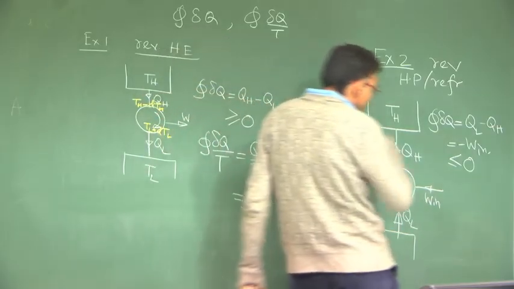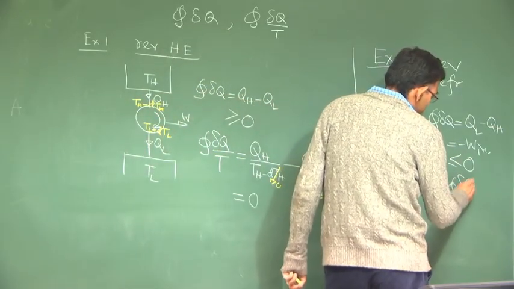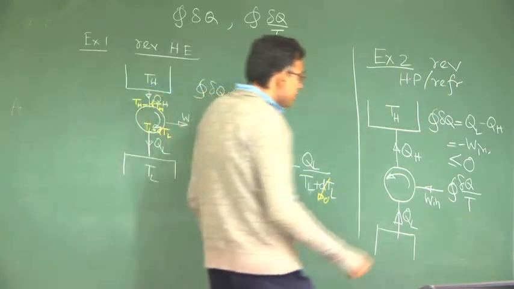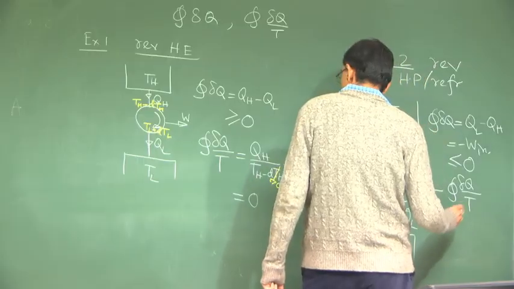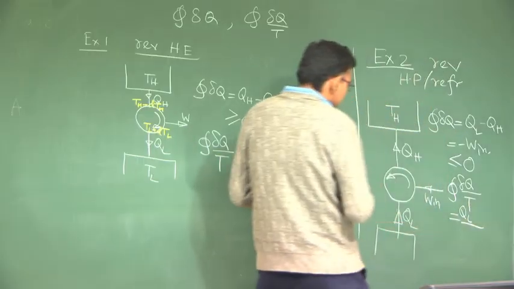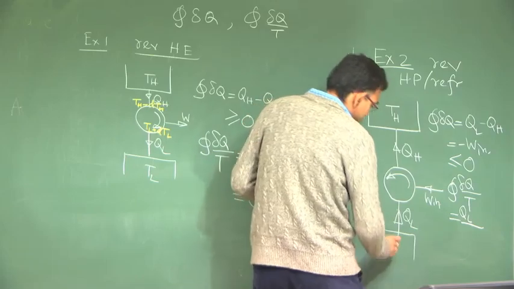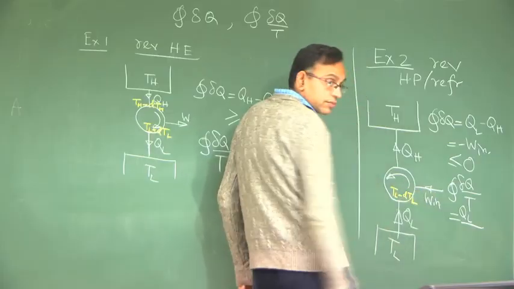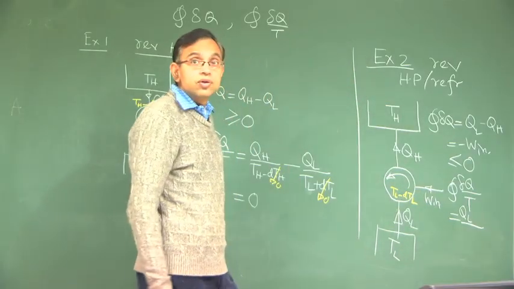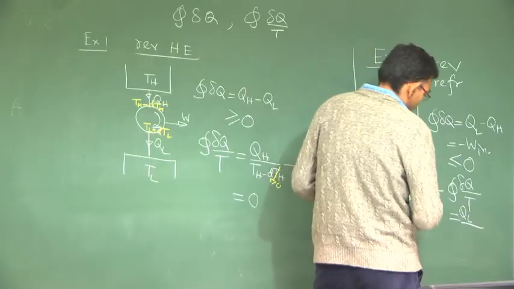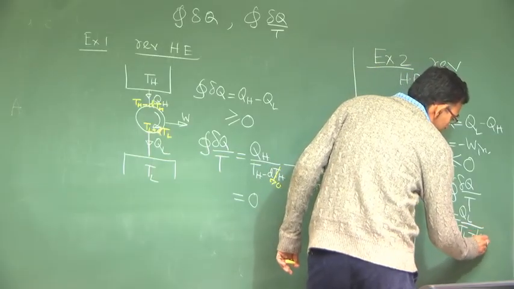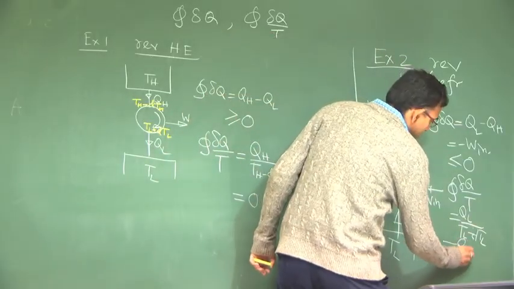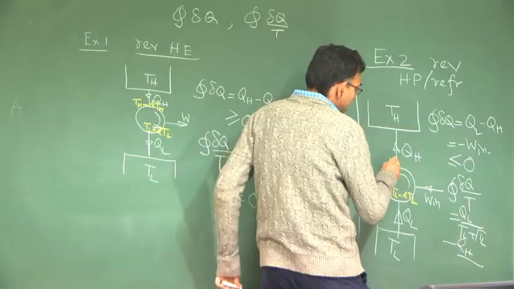So, cyclic integral of del q by T, what is this? QL, what is the temperature here? If this is TL, this is TL minus DTL, right. So, QL by TL minus DTL minus QH by, now this is TH plus DTH.